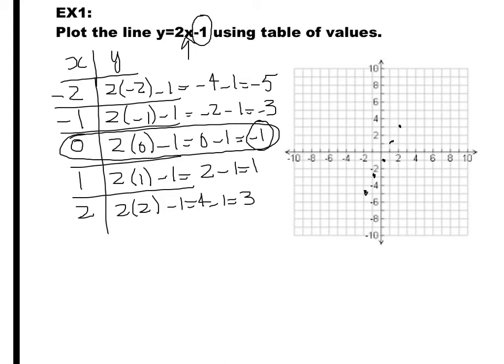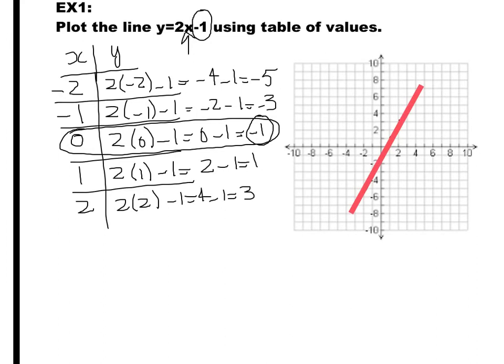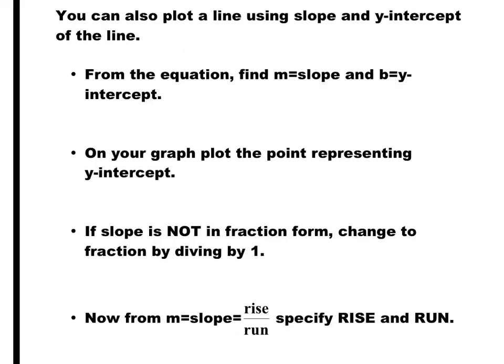Now what we are going to do is we are going to draw a line going through the points. As you can see, a line is drawn going through all those 5 points, which is in red. This was the technique of using table of values to plot a line. The next technique for drawing a line is to use the slope and y-intercept of the line.